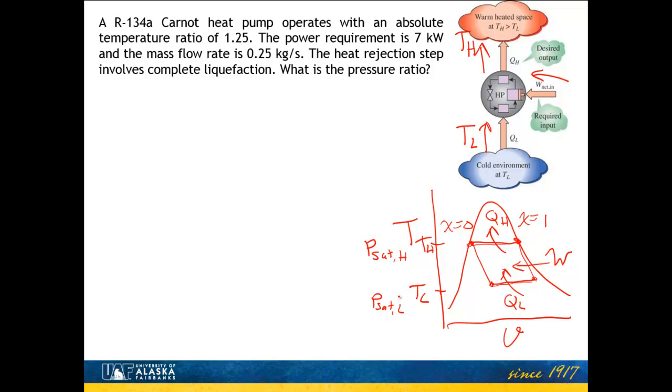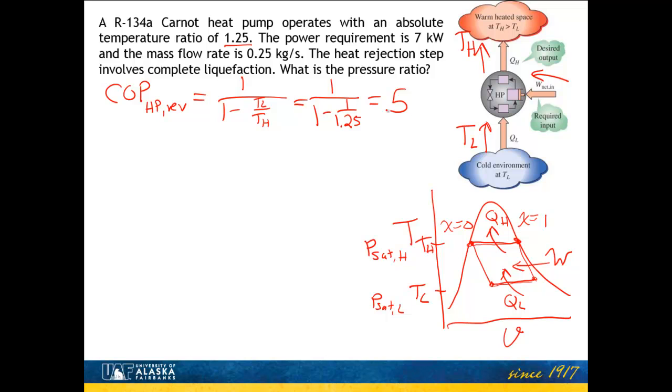All right, so let's look at what we're given and what we can figure out. We're told the absolute temperature ratio is 1.25. The coefficient of performance for a reversible heat pump, a Carnot heat pump, is 1 over 1 minus TL over TH, where those temperatures are absolute. I'm given TH over TL, so it's 1 over 1 minus 1 over 1.25. That gives me a coefficient of performance of 5.